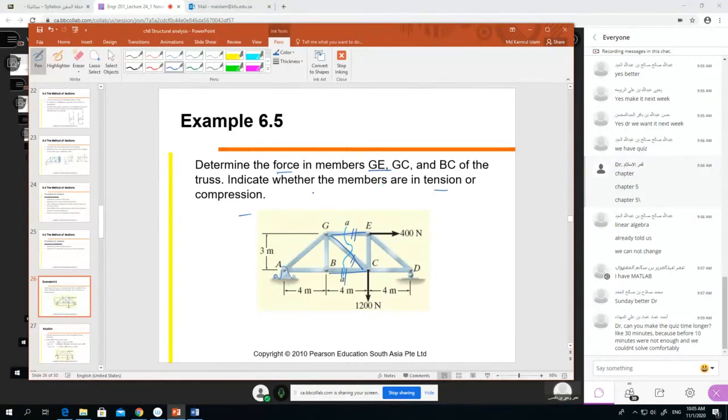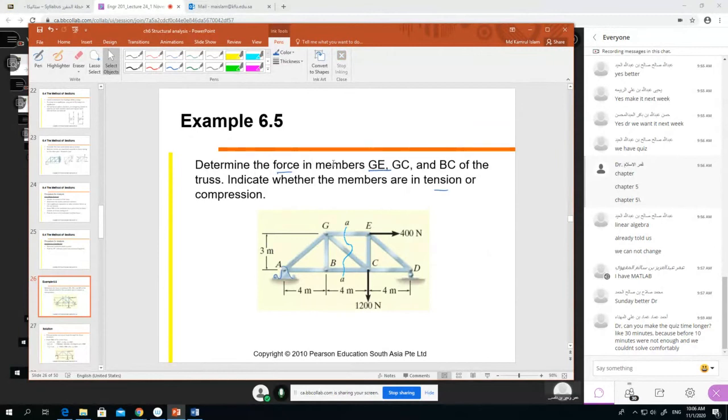Because this is an example problem, I have already shown you the section here, but in an exam the section will not be shown. You have to choose by yourself where the section should be. Where to cut is a very important question. So I will tell you the trick.